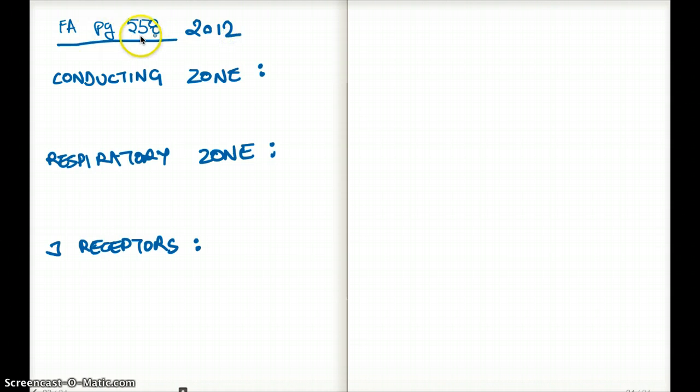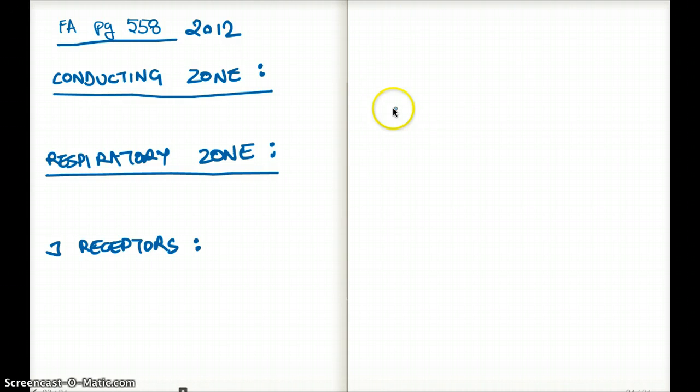This is page 558. They talk about the anatomy of the respiratory system, where they talk about the conducting zone and the respiratory zone. Okay, so it's quite obvious. Conducting zone is the zone that conducts and does not take part in any respiration, and respiratory zone is something which takes part in respiration.